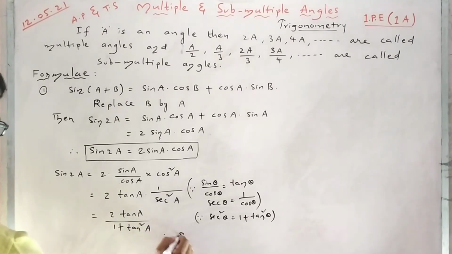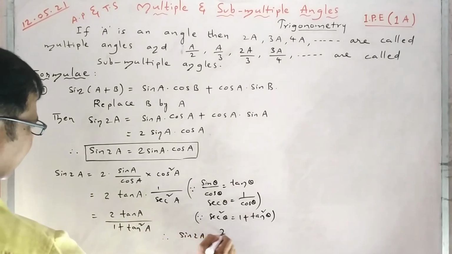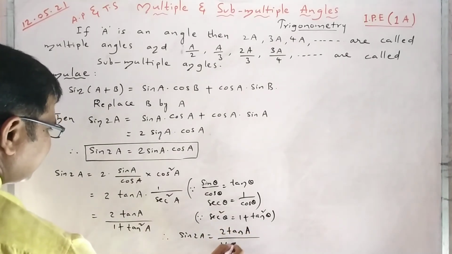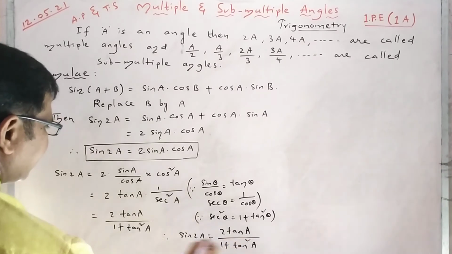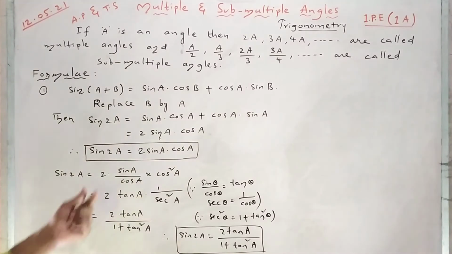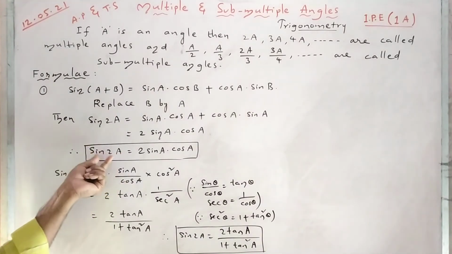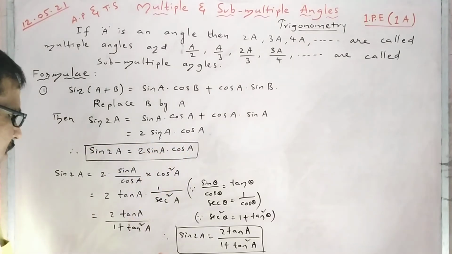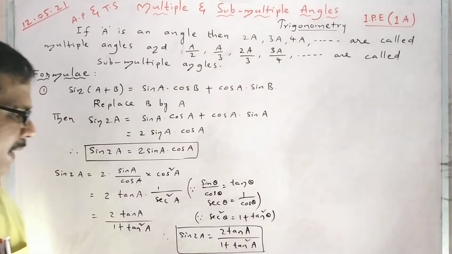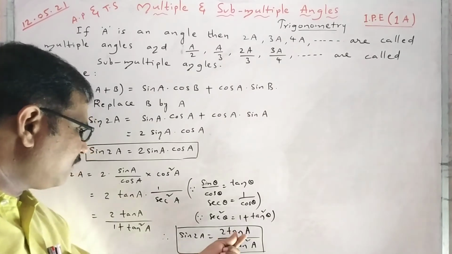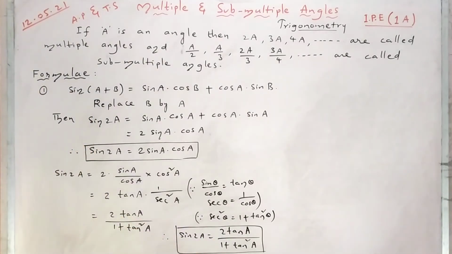Therefore, the sin 2A formula is 2 tan A by 1 plus tan square A. So this is another formula. The formula 2 sin A cos A is in terms of sin and cos, but this one is in terms of tan. When we are asked to write sin 2A in terms of tan, we can use this formula. Hope it is clear. Right?